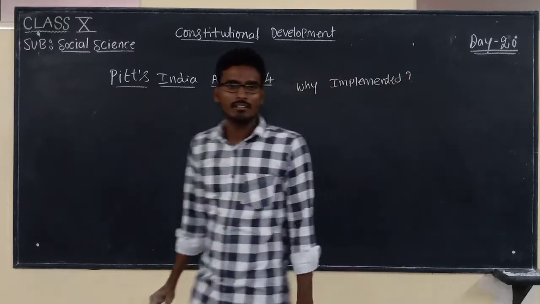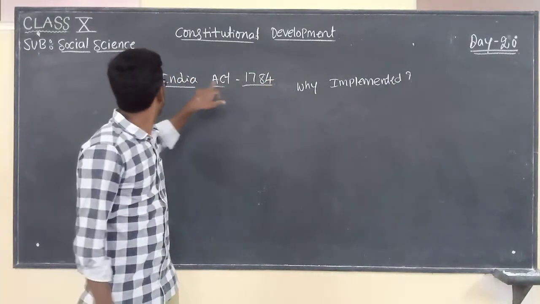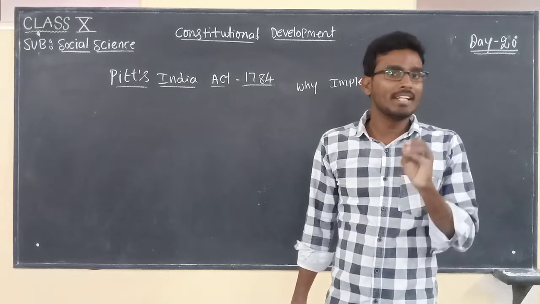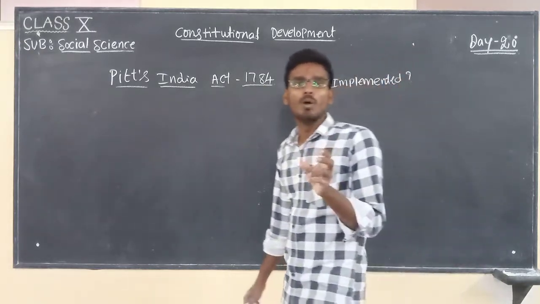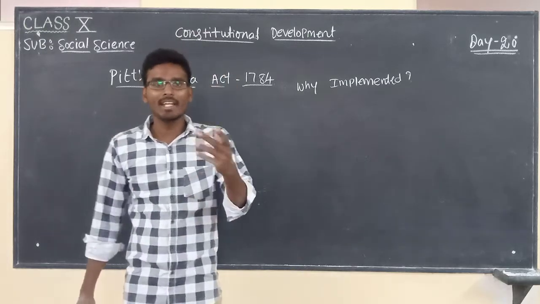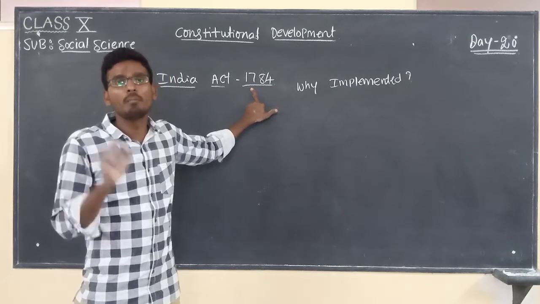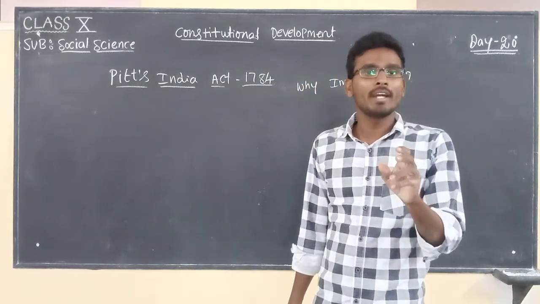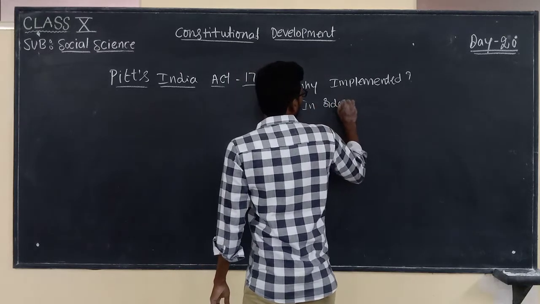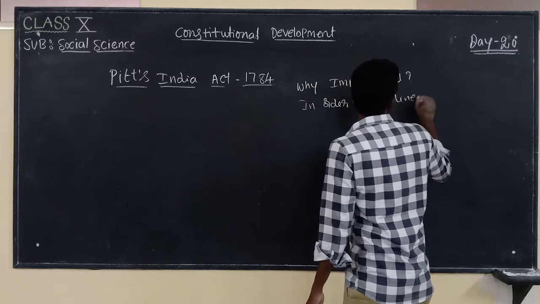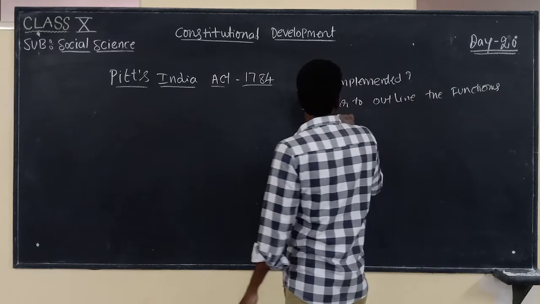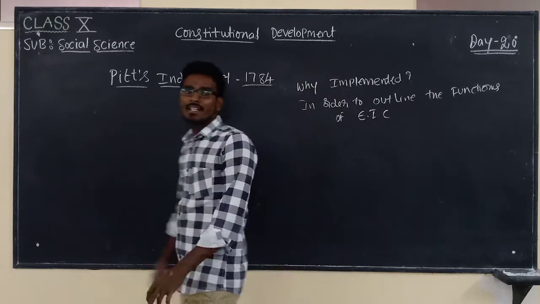Why implemented? First of all, already we know, right, previous to Pitt's India Act, the Regulating Act was implemented. There are some inconsistencies in the Regulating Act, and moreover, there are some loopholes in the Regulating Act. To rectify those inconsistencies and those loopholes in the Regulating Act, Pitt's India Act is implemented. And more importantly, in order to outline the functions of East India Company, this Pitt's India Act is implemented.